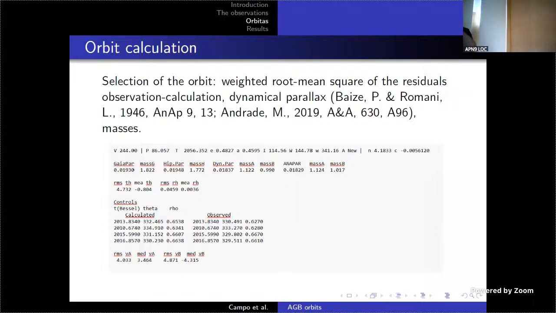Or if we have a main sequence system, a system formed by two main sequence stars, we can calculate the dynamical parallax, which is based on the mass-luminosity relationship. So we can calculate the individual masses with this dynamical parallax and see if we can get consistent results. Or even if we have radial velocities, we can see the root mean square of the residuals or the calculated values of different control points that we can select.